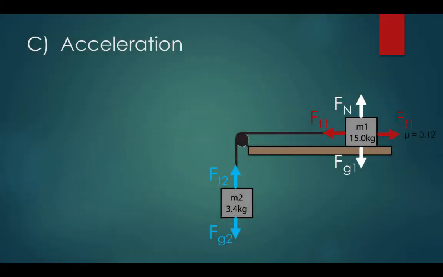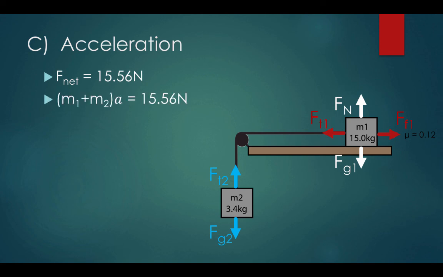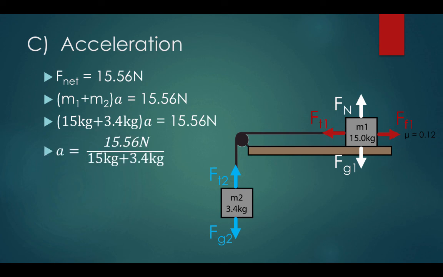To calculate acceleration, we'll use our F net value of 15.56 newtons. The formula for F net is ma. Since we are calculating the acceleration of the system, m is the mass of the system, m1 plus m2. m1 plus m2 times a equals 15.56. 15 plus 3.4 times a equals 15.56. A is 15.56 divided by 15 plus 3.4. A is 15.56 divided by 18.4. The acceleration of the system is 0.85 meters per second squared. For mass 2, that's downwards, and for mass 1, it's to the left.